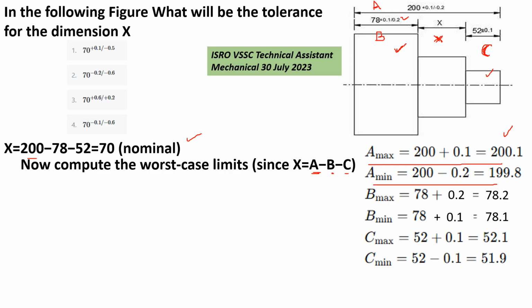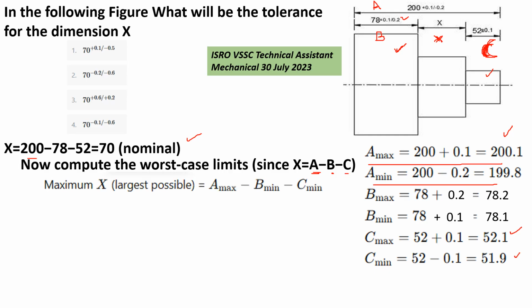Similarly, you have to look for the C part. For the C part, it is given the tolerance zones are plus 0.1 minus 0.1. So maximum limit is plus 0.1. So maximum limit will become 52 plus 0.1. It is 52.1. And minimum limit is minus 0.1, which will become C minimum equal to 52 minus 0.1, which is equal to 51.9.